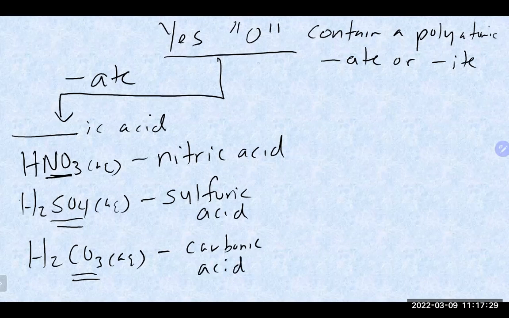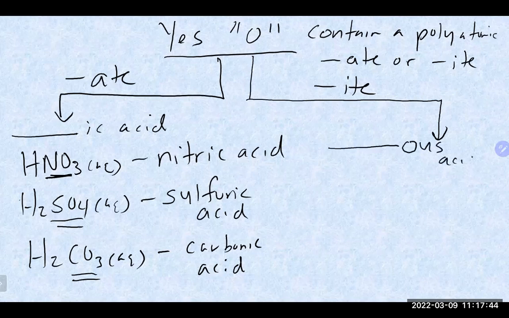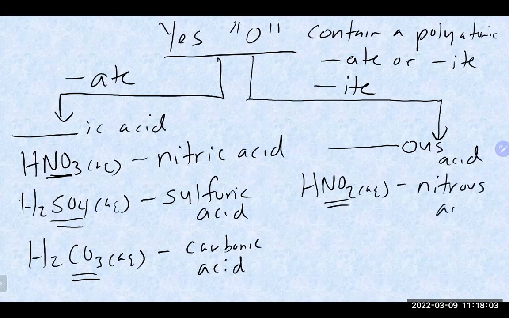Now, if your polyatomic ion in your acid ends in ite, the way that we name it is the same deal. We start with the front part and it ends with ous acid. So something ous acid. So if we take HNO2, NO2 is NO2 minus, which is nitrite. This becomes nitrous acid.